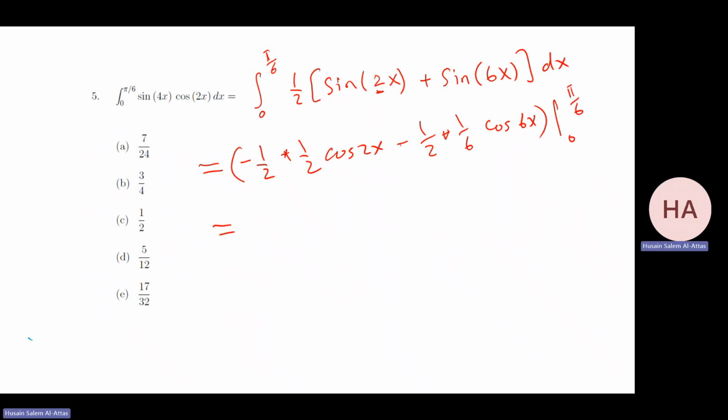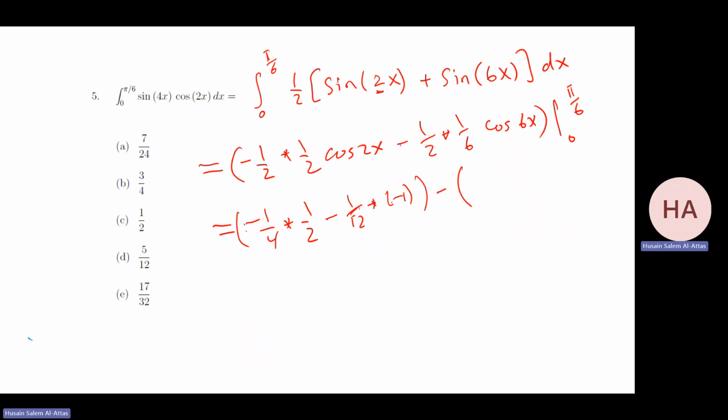Okay, that gives me what? When I apply pi over 6, 2 times pi over 6 will be pi over 3. So I have minus 1 over 4 times cosine pi over 3, cosine 60 is half. Minus 1 over 12 times cosine 6x, now cosine pi over 6 times 6, that's cosine pi, which is -1. This is the first thing.